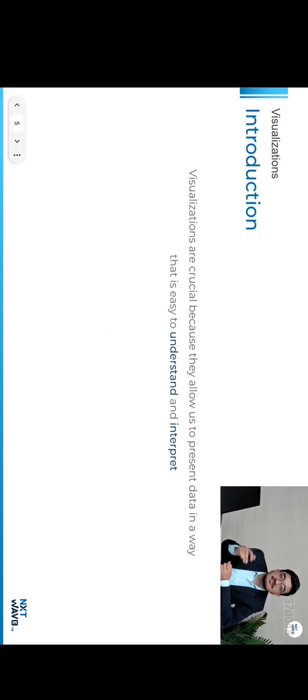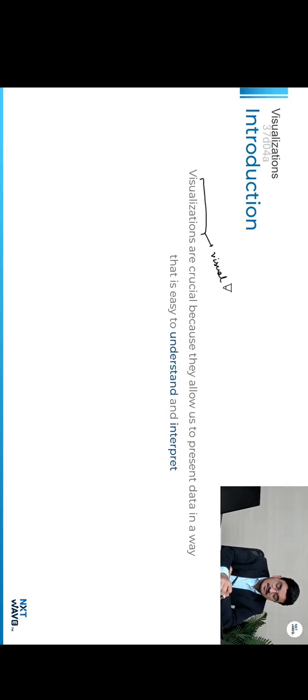First, let's understand what visualizations are. Visualizations are nothing but the visual representation of our data, so the visual form of data. What visualizations do is help us present our data in a way that is easy to understand and interpret. Now let's consider an example of an ice cream shop.